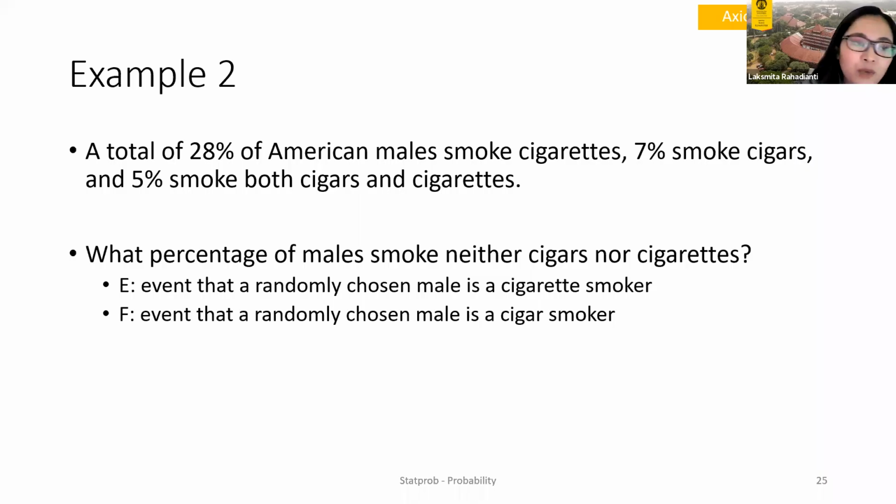Okay, so now we also have a second example. We have a total of 28% of American males smoke cigarettes and so forth. I invite you to try these examples out on your own time because we don't have time to cover all of them in class. Go ahead and check your modules on Scale to find the key as well.